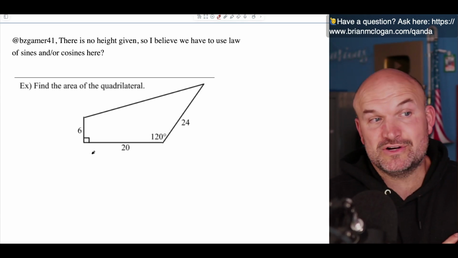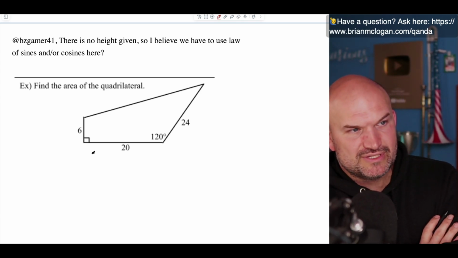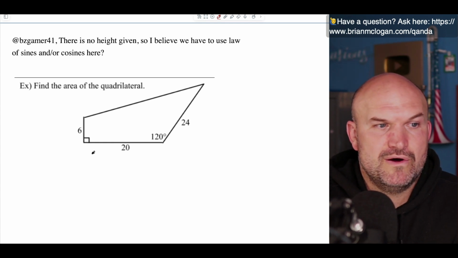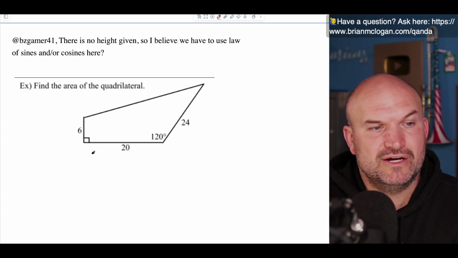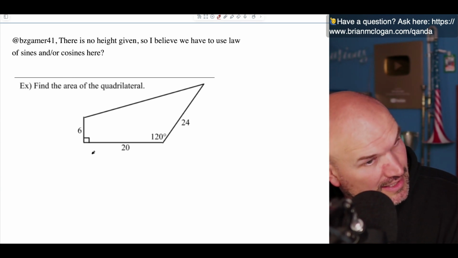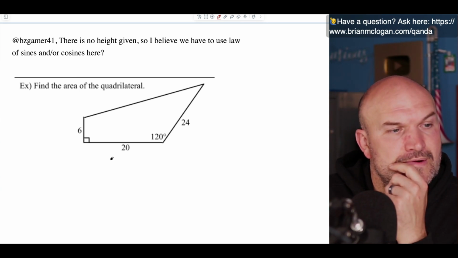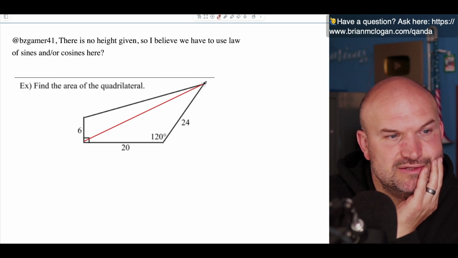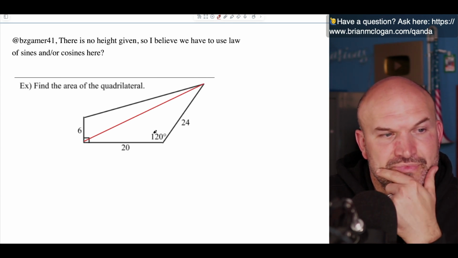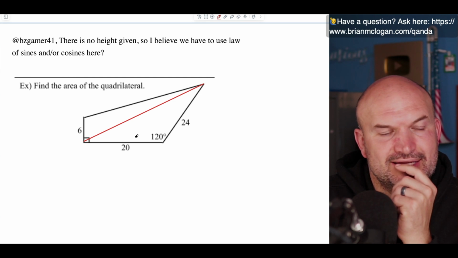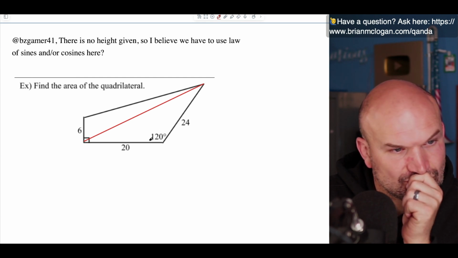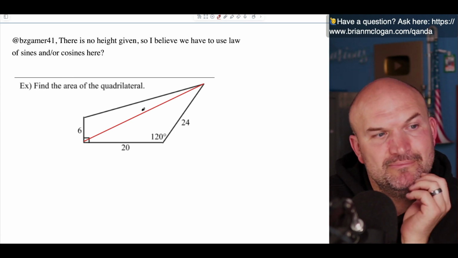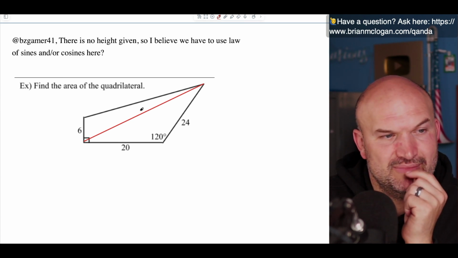There is no height given, so I believe we have to use the law of sines or law of cosines here. So we need to find the area of the quadrilateral. If you were going to use the law of sines or law of cosines, you'd have angle side angle, but I could find this opposing side length, and that's not really going to help me find the area of the quadrilateral.